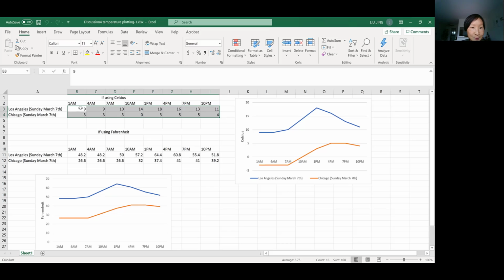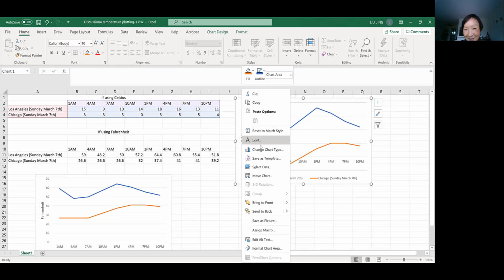So for example, I change this temperature. I just play with it. So Celsius, let's say, becomes 15. And you can see this chart will be changed. So when you finish, you can just right click on this chart and then save as picture and then include that in your post. So play with it.